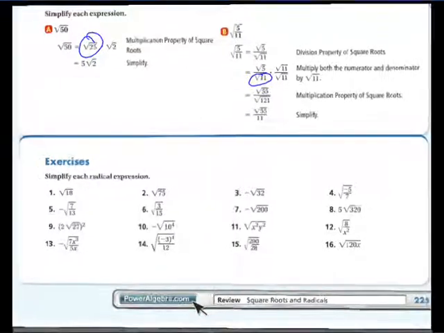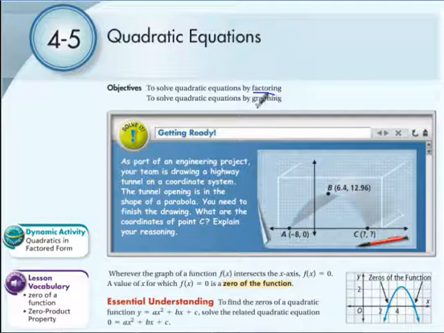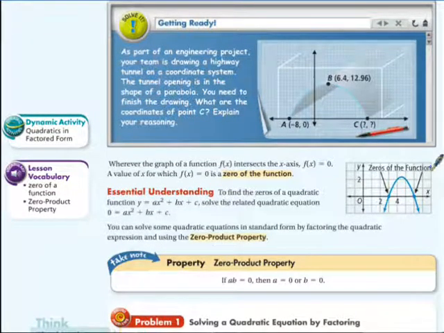All right. So let's take a look at Chapter 4, Section 5. We're going to solve quadratic equations by factoring and by graphing. All right. We need to understand that wherever the graph of the function intersects the x-axis, that's a zero of the function. Okay, a zero of the function.